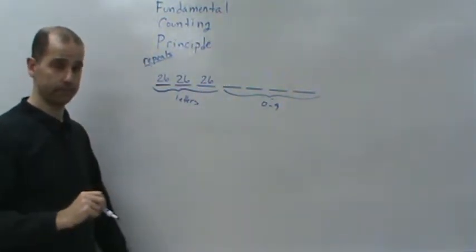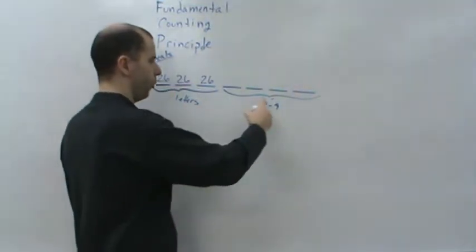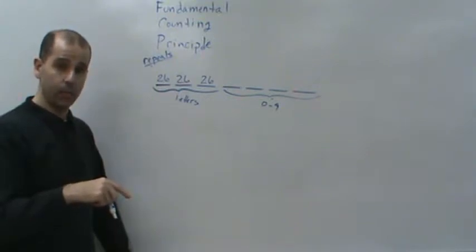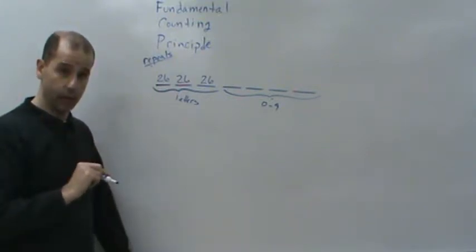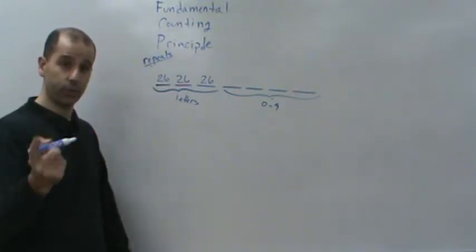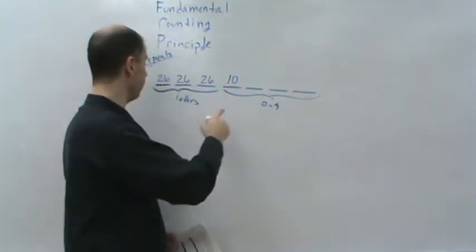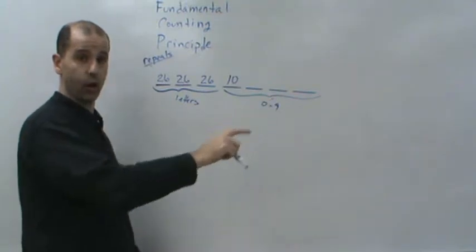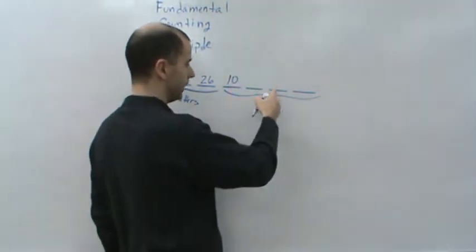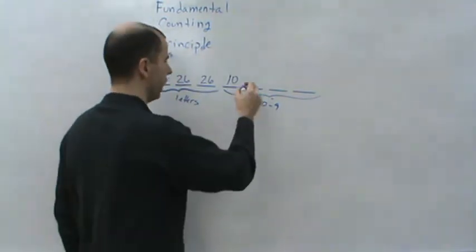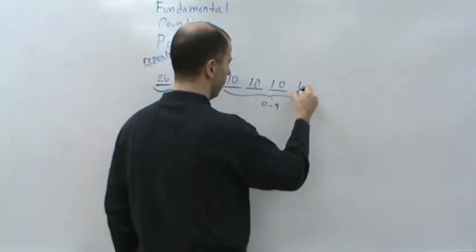Now if I go to the last 4, well, how many digits do I have to choose from for the next position? Now we're talking about numbers. It's going to be 10 because I have 0 through 9. So I have 10 here. And if I allow for repeats, then I get 10 all the way down because I can have 9999, 0000, and so on. So now I got 10, 10, 10, and 10.